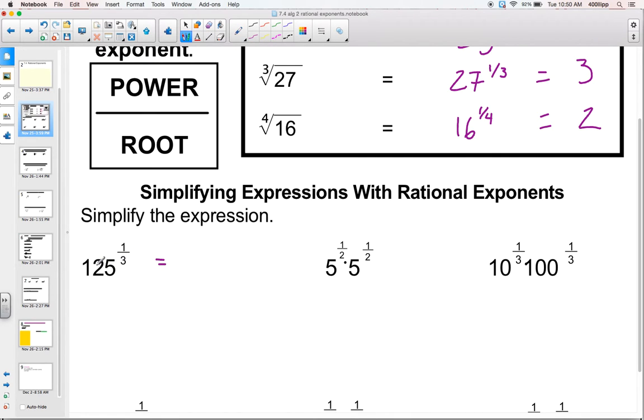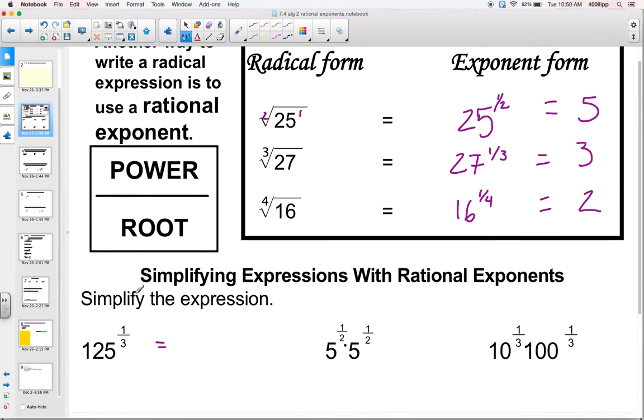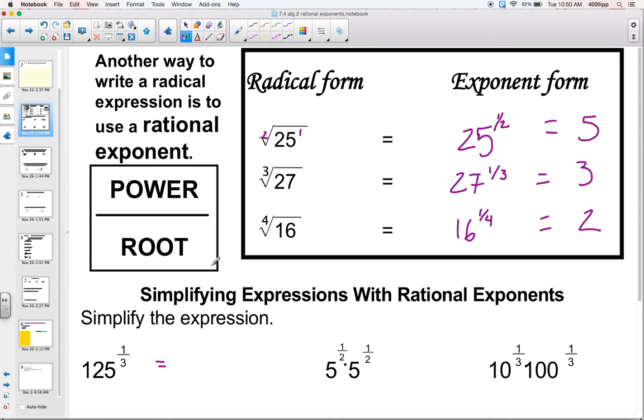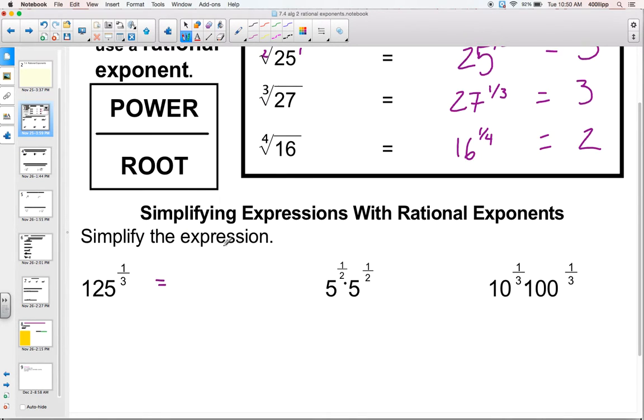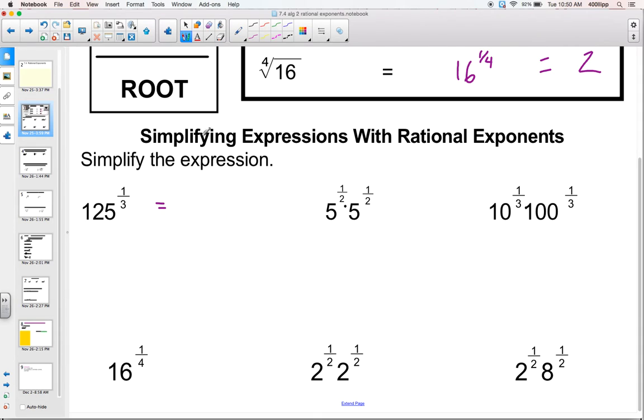So right now it has a fraction, so it's in exponent form because it has an exponent. So I'm going to change it to radical form by doing power. My power is a 1, and the root is a 3. So this is the same as writing the cube root of 125. And the cube root of 125 is 5.